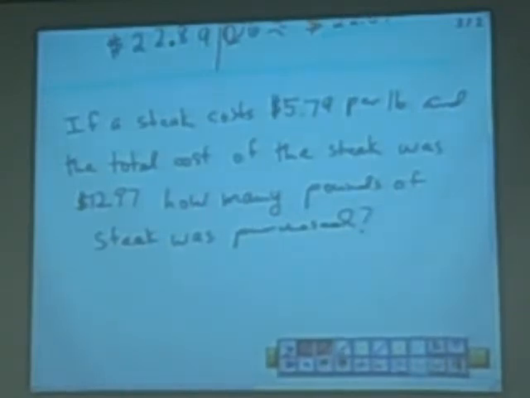Okay, so our steak is $5.79 a pound, and the total cost of the steak was $12.97. So how many pounds of steak did we buy? Divide, right. So we've got, our cost here is $12.97 over $5.79.